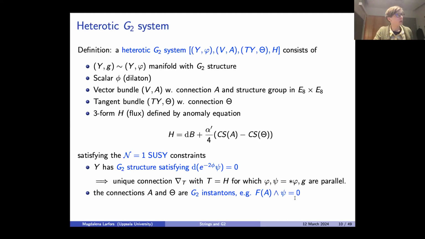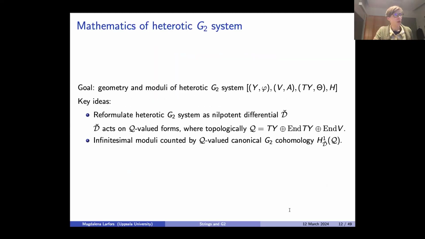Okay, so this is the definition of the heterotic G2 system. We have these objects, and the geometry satisfies this condition in blue, and the bundle satisfies this condition in blue. So we have conformally co-closed G2 structures, and we have G2 instanton bundles. The first goal then is to find the moduli of this heterotic G2 system.